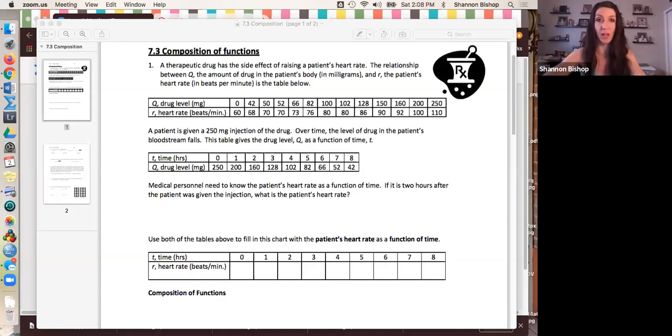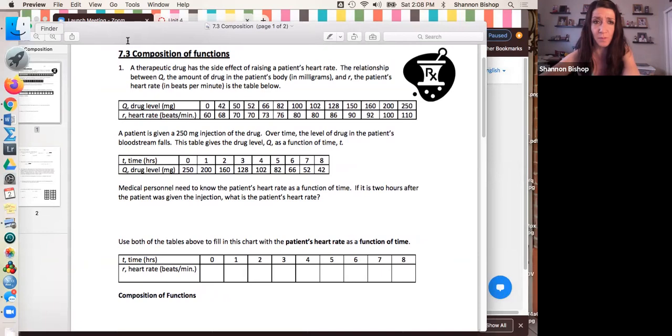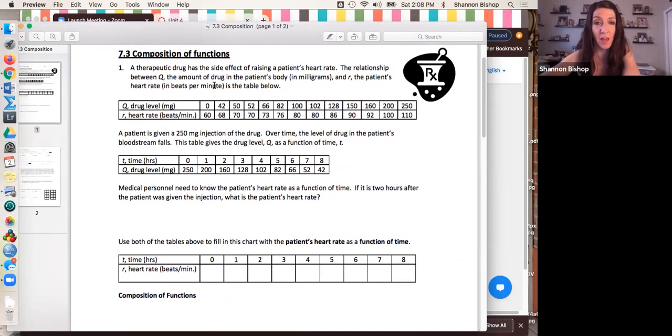So the context that we're going to be looking at to understand the idea of composition is this one right here. And this is a pretty realistic phenomenon. This is definitely something that occurs in real life and certainly in medicine. So the context here is that we have a drug, but that drug has a side effect of raising a patient's heart rate. And so the relationship between variable Q, which stands for the amount of drug in the patient's body, and variable R, which is the patient's heart rate, is illustrated in this table right here.